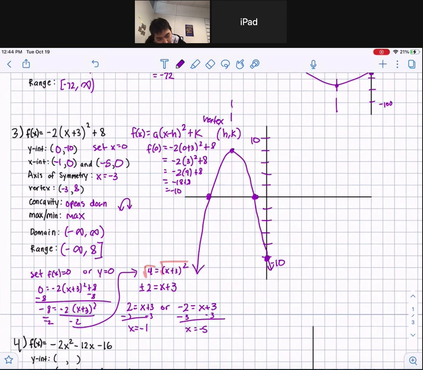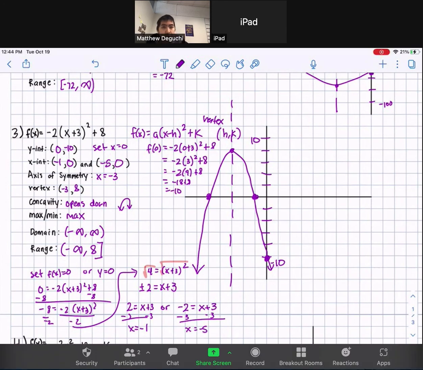And then there is your axis of symmetry. And it has to have all the pieces, okay? The next video, I will also do problems 4 through 6, okay? I'll do 4 through 6 on the next video.